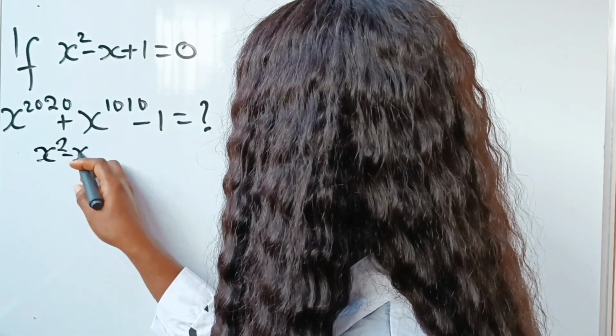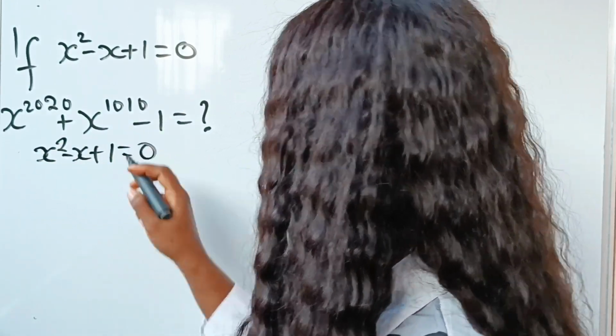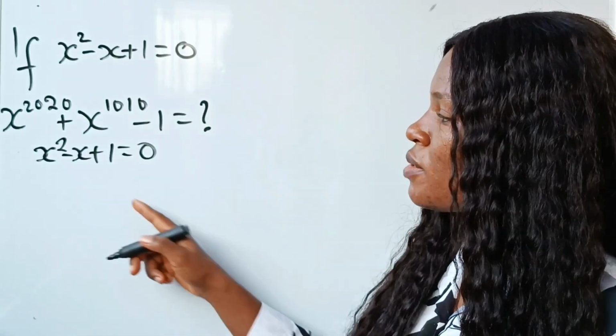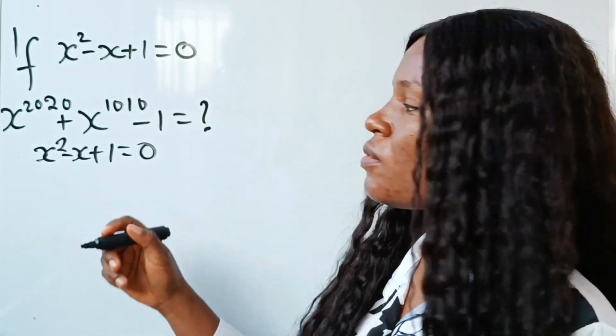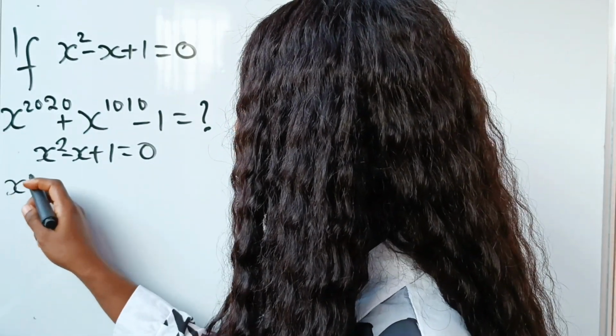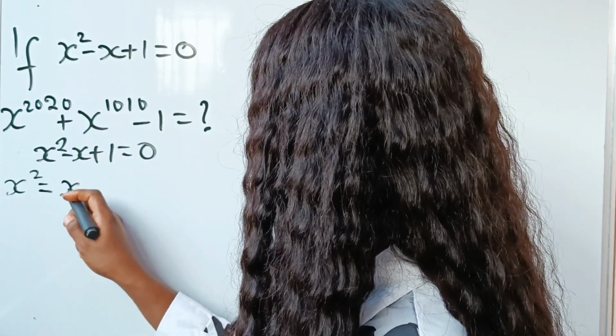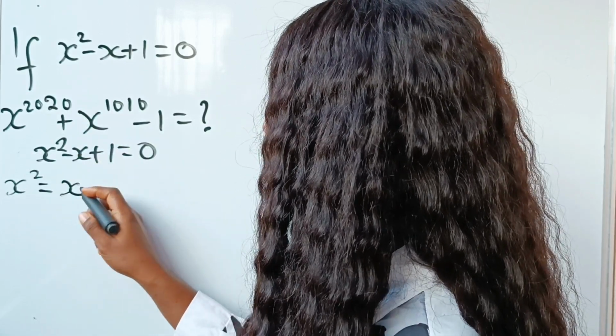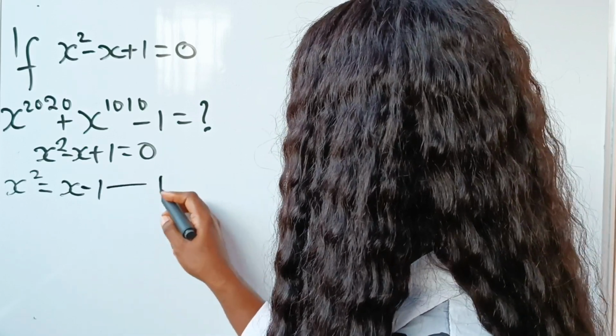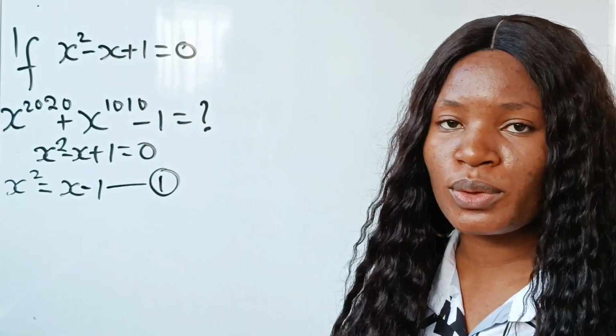Now the first thing we need to do, let's concentrate on the first equation that says that x squared minus x plus 1 is equal to 0. I want to make x squared the subject of the formula. So I will have that x squared is equal to minus x will cross to become plus x, and plus 1 will cross to become minus 1. We are going to call this equation 1.